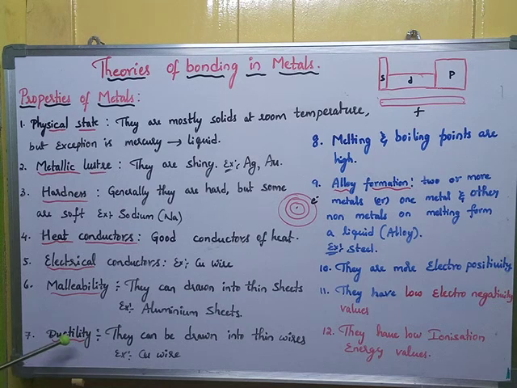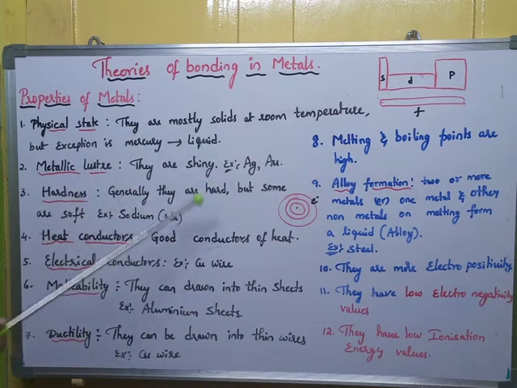Next, metals have a property called ductility. Ductility means there are some metals which can be drawn into thin wires. Copper exists in the form of wires and in some ornaments also. So copper can be drawn into thin wire. Even gold can be drawn into thin wires. The property of a metal to be drawn into thin wires is called ductility.